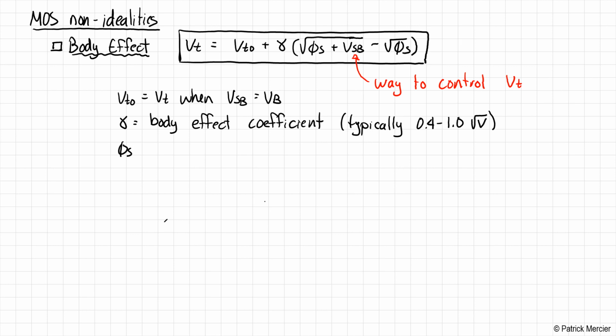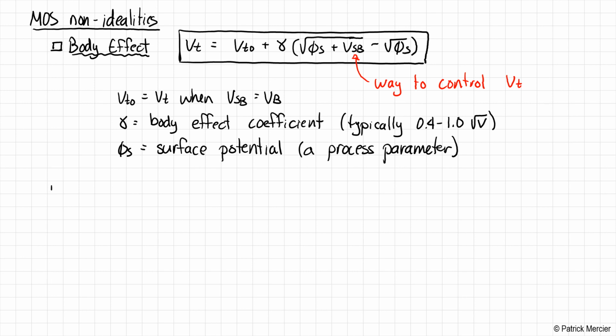And phi s is the surface potential. And there's all sorts of interesting semiconductor physics going on here. We'll just call it a process parameter that will be given to you by the foundry. We're not going to get into any more detail than that in this course. So the body effect is annoying. The threshold voltage is not constant. But interestingly, this is actually an opportunity for us as circuit designers to possibly leverage the body effect in order to dynamically change the threshold voltage, which has some interesting benefits.